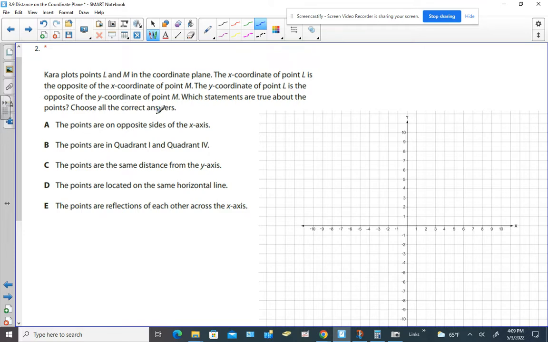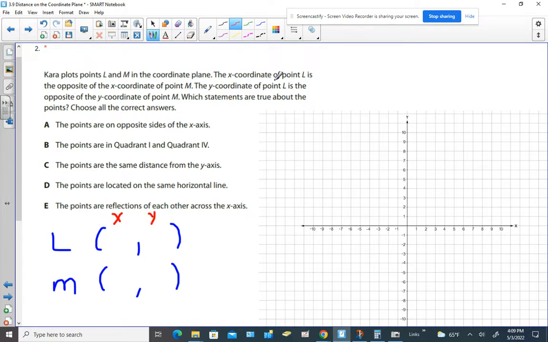So I propose that we actually think of a hypothetical situation. So let's do point L and point M, and let's think of hypothetical values where this would be true. We're going to think of our x value, which remember is always the first value that's listed, and then we'll think of hypothetical y's that make these statements true.